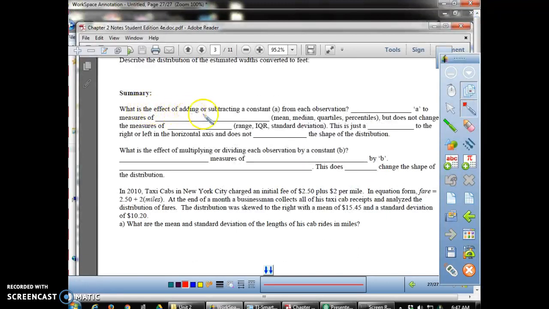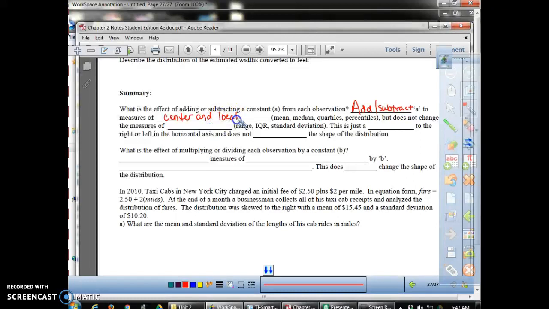What is the effect of adding or subtracting a constant, and that we usually refer to that constant as A, from each observation? Well, it will add or subtract the value of A to the measures of center and location. And just reviewing what those are, the measures of center are mean and median. Mode is not really relevant here because mode is for categorical data and we're dealing with quantitative data here. And then location would be the measures such as median, quartile 1, quartile 3, and then also your percentiles are measures of location as well.